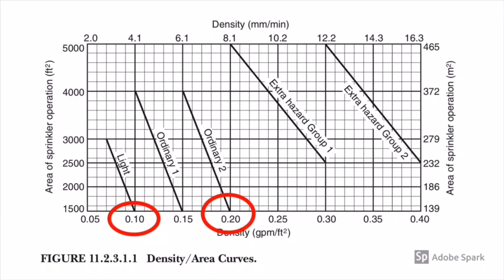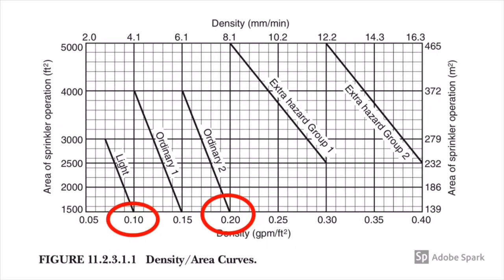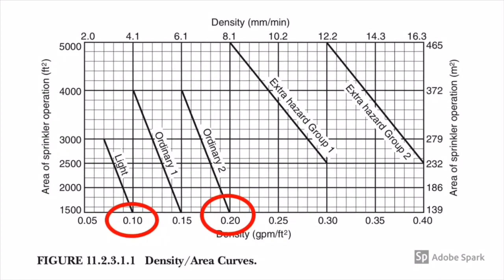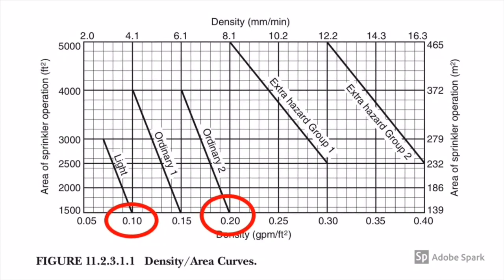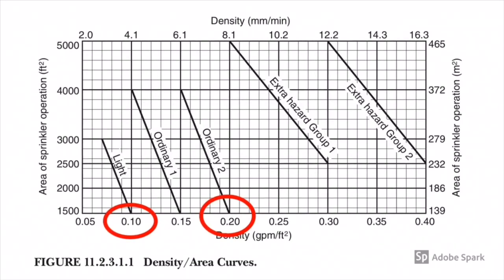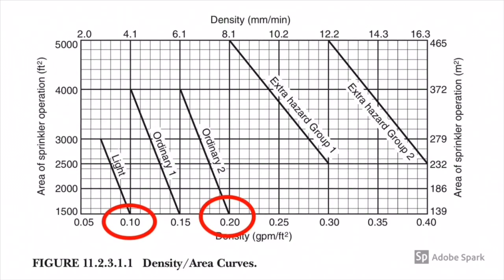Looking at our density area curves found in NFPA 13, you'll see that ordinary hazard group 2 density is 0.20, which is double that of light hazard at 0.10 density at 1,500 square feet. So this is significant to note, and if you want to know design information, this is the table to go to.